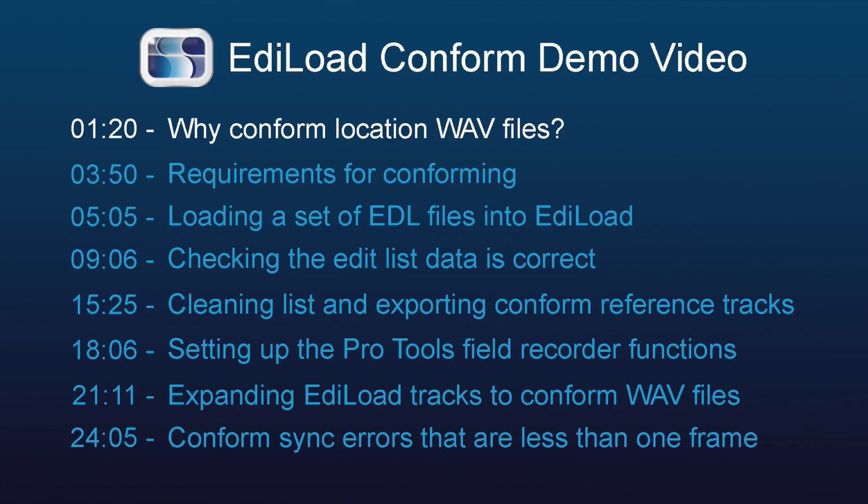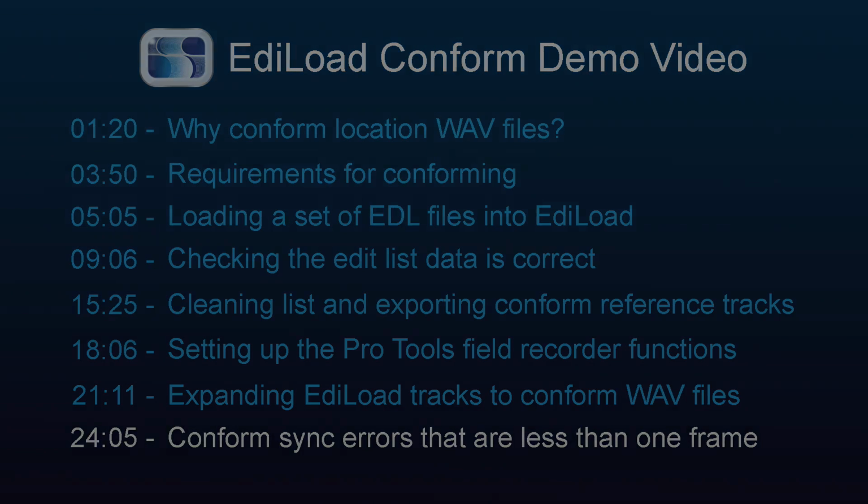In case you want to skip ahead, I'm going to discuss why you would want to conform your location WAV files, the requirements for conforming, an EdiLoad, loading a set of EDLs, checking the edit data is correct, cleaning the list and exporting conform reference tracks, then in Pro Tools setting up the field recorder functions, and expanding the conform reference tracks to conform the rushes. And lastly, I'm going to discuss one of the conform problems you can have where your location WAV files are up to one frame out of sync.